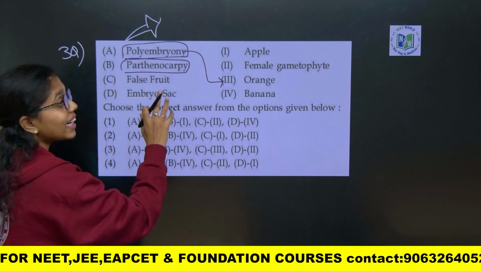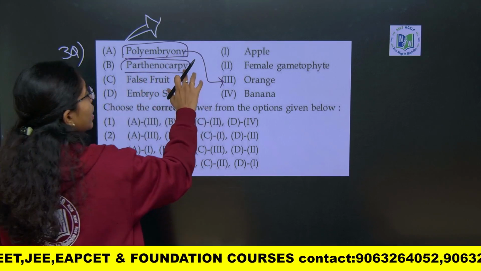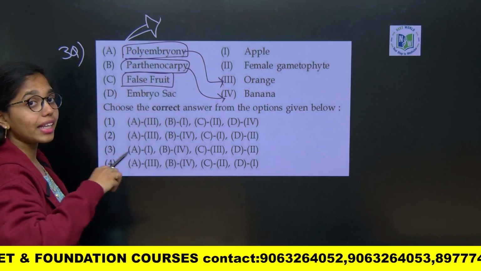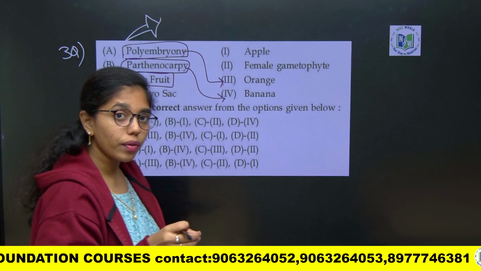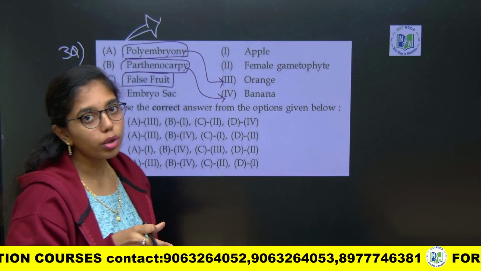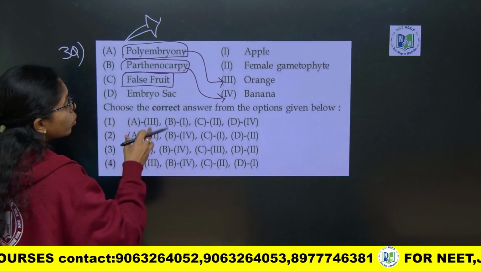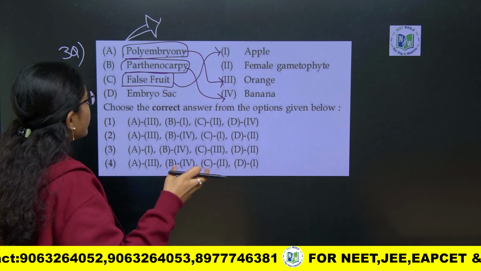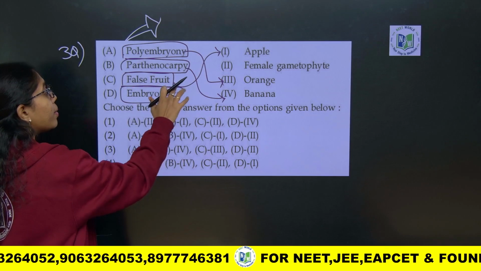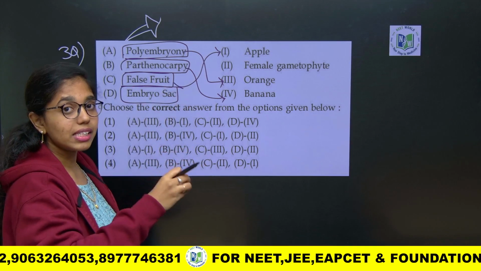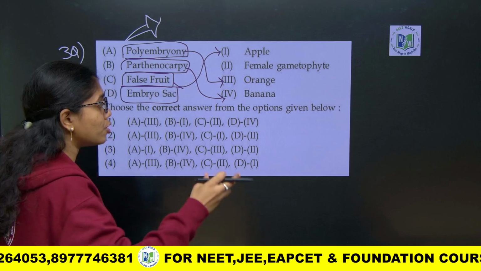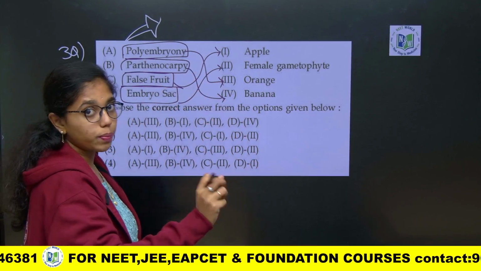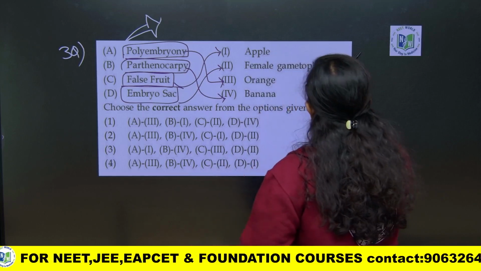Parthenocarpy, that is seedless fruits, is most common in banana and grapes. False fruit is where other floral parts along with the ovary cooperate in fruit formation. The best example of a false fruit is apple, beta. Next, the embryo sac is the female gametophyte in the angiosperms. This embryo sac is haploid, beta.